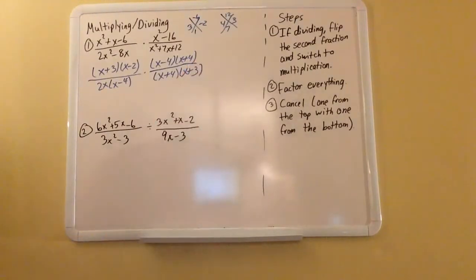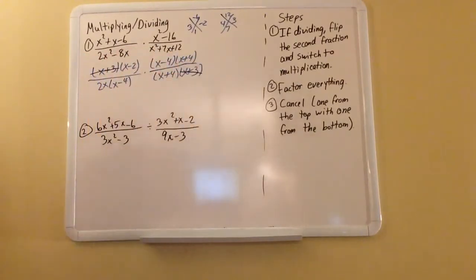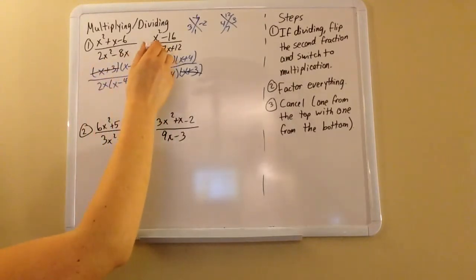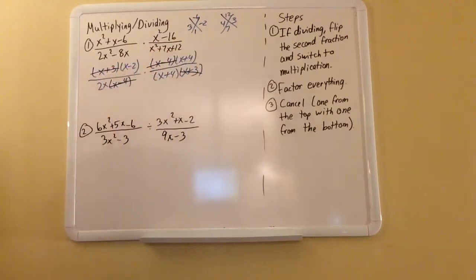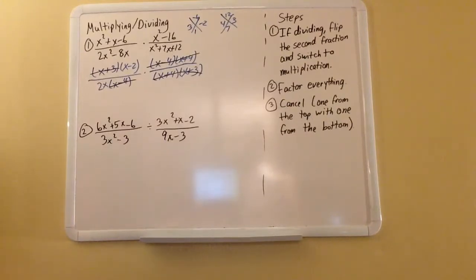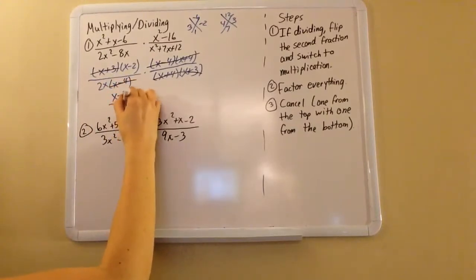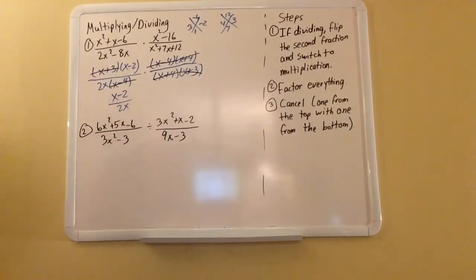And I'm going to go ahead and cancel. So when I cancel, again, I'm looking to make sure I'm canceling the exact same thing, one from the top with one from the bottom. So I have x plus 3 on the top, I also have x plus 3 on the bottom, so those can cancel. I have x minus 2 on the top, but nothing that matches on the bottom. I have x minus 4 on the top and on the bottom. And then I have x plus 4 on the top and the bottom. So I canceled out a lot of stuff. In total I have x minus 2 over 2x. So that right there is going to be my answer.